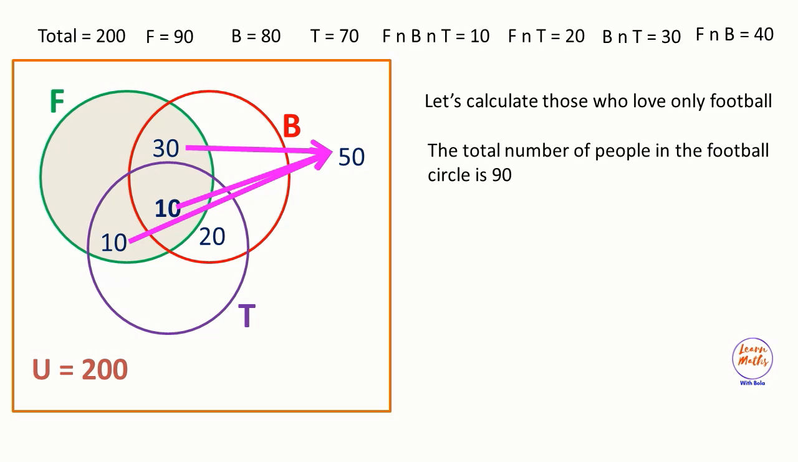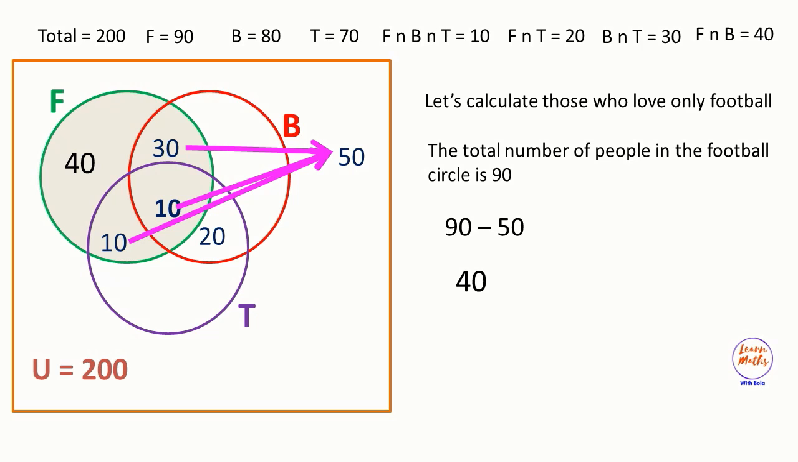So we know 50 of those who love football love at least one other sport. So to know those who love only football, we would have 90 minus those 50. Those 50 are already in another part of the circle, so we'll subtract them from the 90 to have 40. Then we'll put our 40 in that part of the bracket.